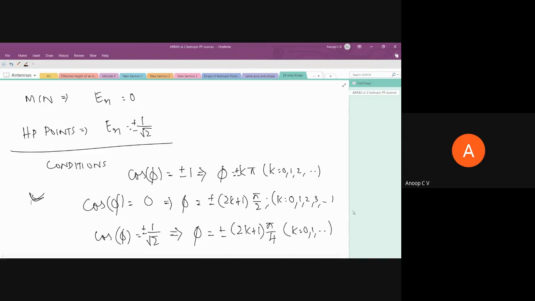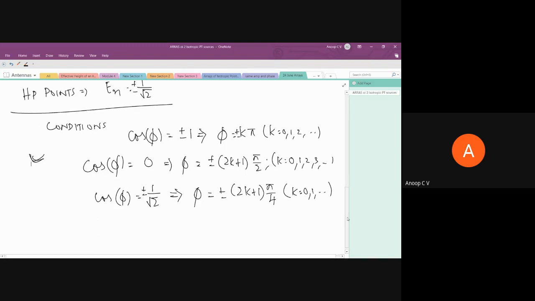And again, as in this case our field pattern is a cosine function, cos of phi will be plus or minus 1 when phi is equal to plus or minus k pi, or phi is an integer multiple of pi. And cos of phi will be 0 when phi is an odd multiple of pi by 2. Cos of phi will be plus or minus 1 by root 2 when phi is an odd multiple of pi by 4. If you remember those things, in any variant of case 1, you will be able to solve it.